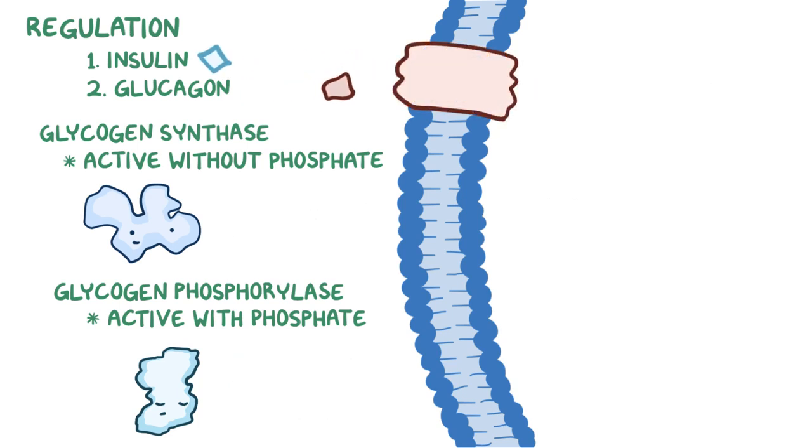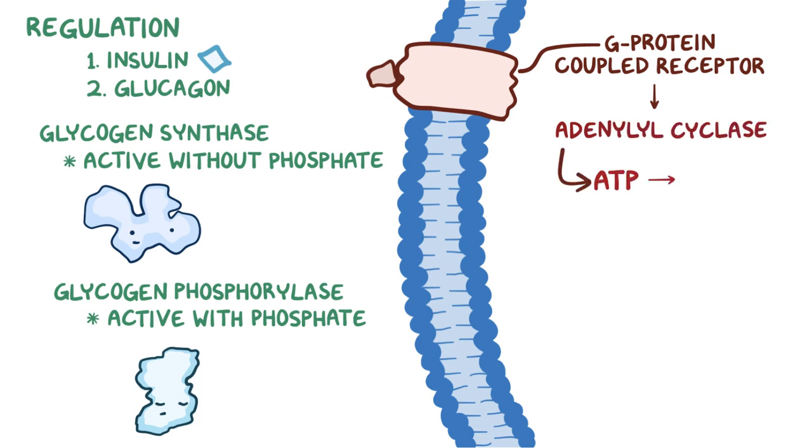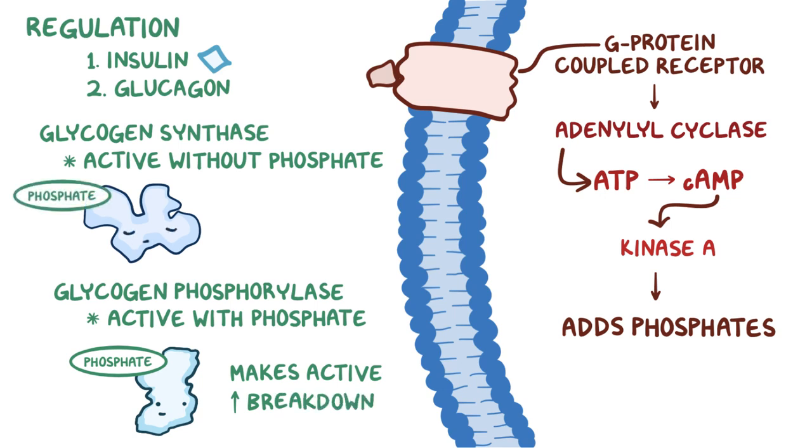On the other hand, glucagon in the liver cells binds to a G protein coupled receptor on the cell surface, which activates adenylyl cyclase, which converts ATP to cyclic AMP, or cAMP. cAMP then activates protein kinase A, which adds a phosphate to glycogen phosphorylase kinase, which activates it. Glycogen phosphorylase kinase adds a phosphate to glycogen phosphorylase, increasing its activity and promoting glycogen breakdown. It also adds a phosphate to glycogen synthase, decreasing its activity and therefore decreasing glycogen synthesis.